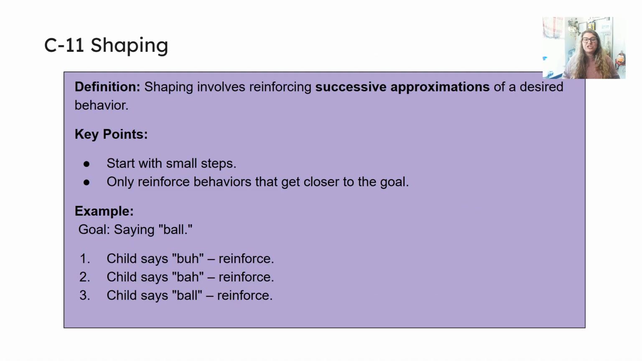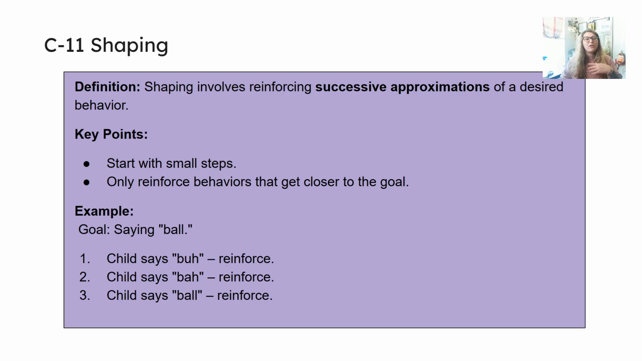And then we get into shaping. Shaping involves reinforcing successive approximations of a desired behavior. So you start with small steps and only reinforce behaviors that get closer to the goal. So we could take the ball, for example. Let's say that a kid can't really say ball, but they have a really close approximation, ba. So we teach them to say ba for ball, and then they get reinforced every time they say ba.